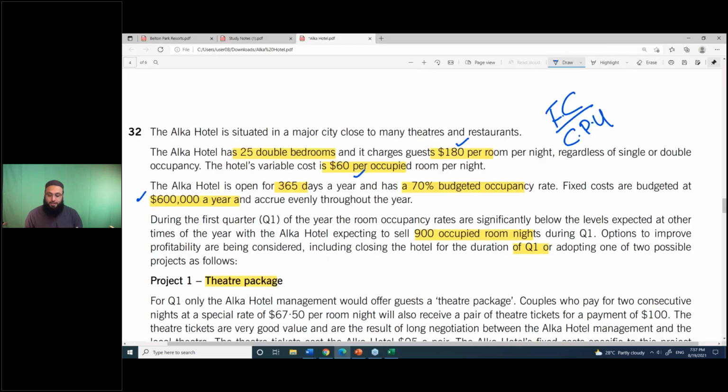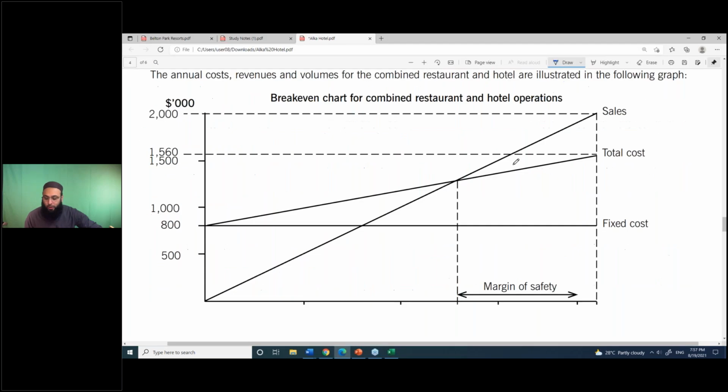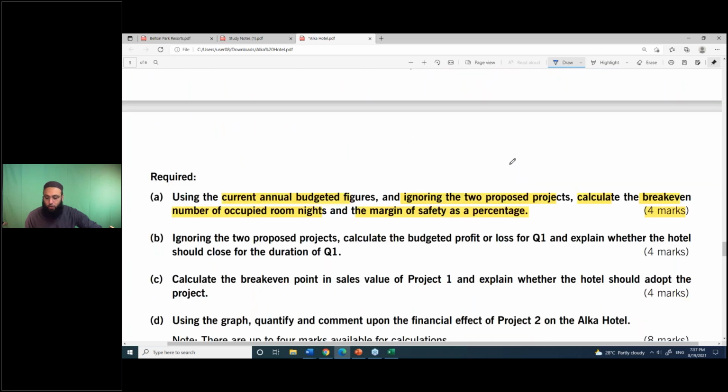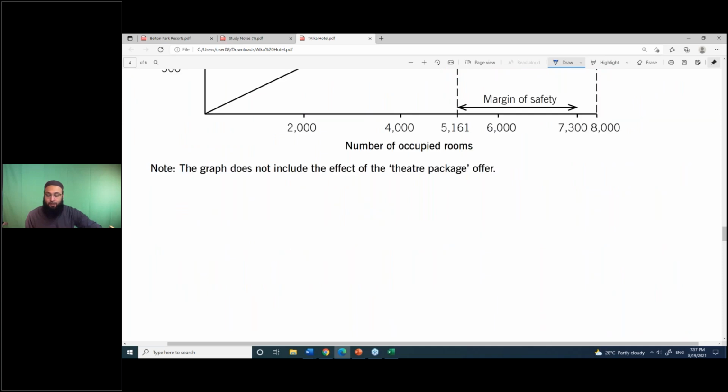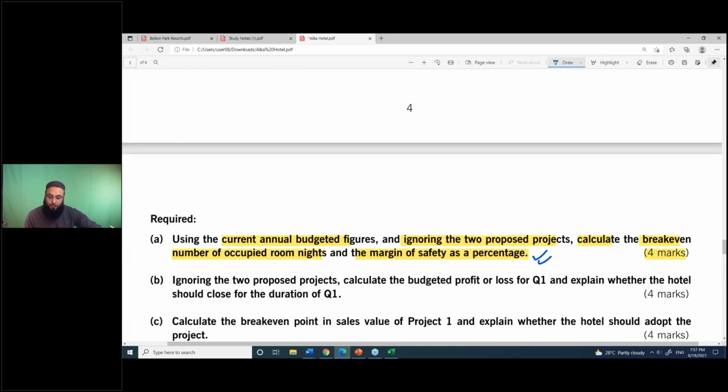So let's have a look. MOS in terms of what? Percentage or units? So as a percentage, you need to work out MOS. The formula is simple. I'm sure you remember the formula. It's the sales minus the break even divided by sales, into 100%, is what you can work out through this.